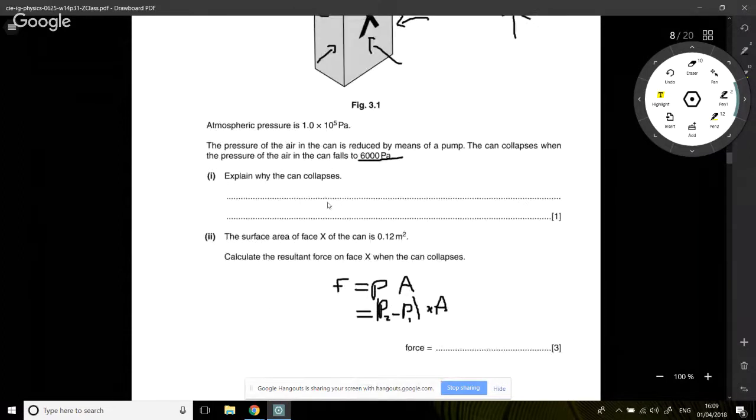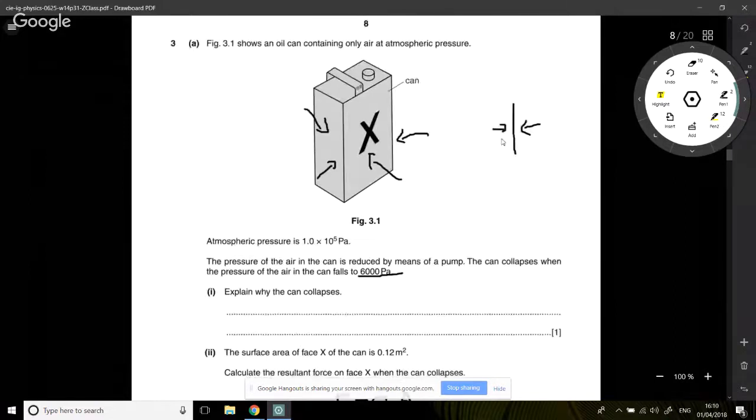And it says, so why does the can collapse in on itself? Because then it's not in balance anymore. There's a net force on the walls of the can. If this force is now the outside pressure and this is the inside pressure, there's now a net resultant force.